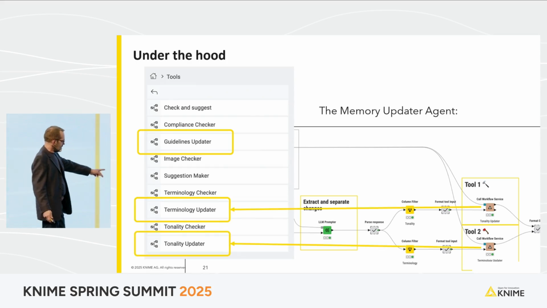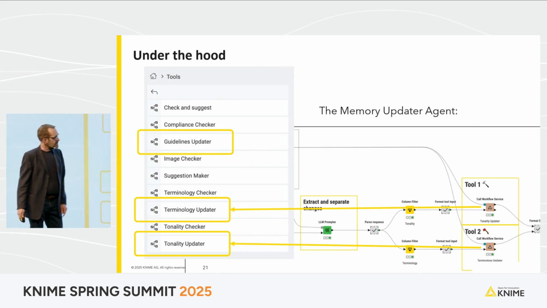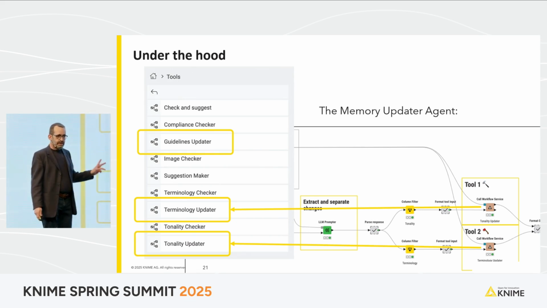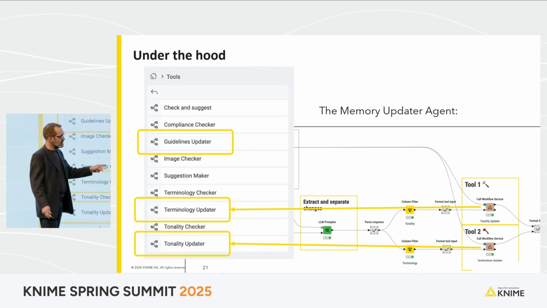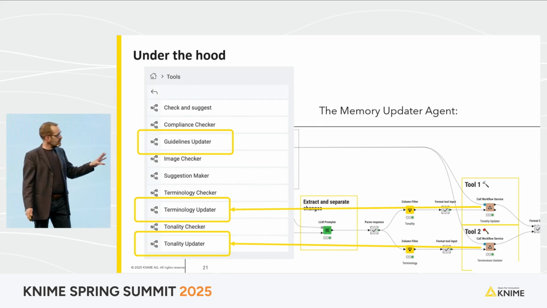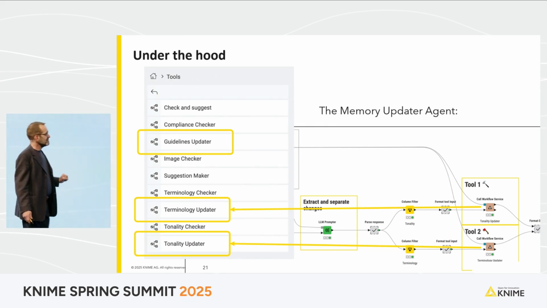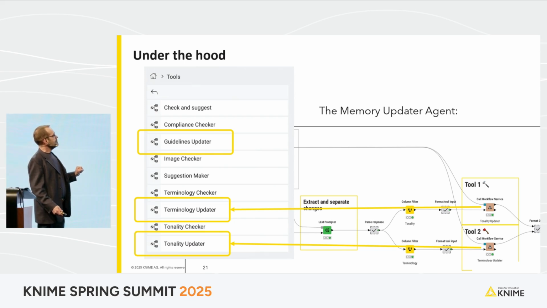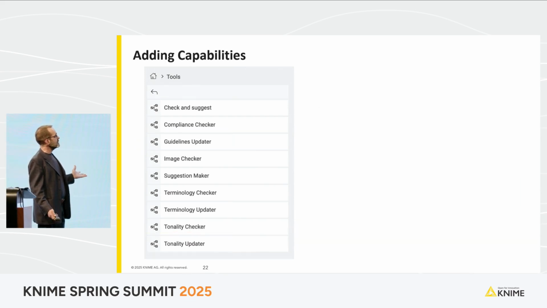Here's the terminology updater, tonality updater, we have those as well. So if you want, you can later point out the flaw in this slide to me, if you can spot it. There's one mistake in there. It was made only for optical reasons. Good. What else do we want to do?